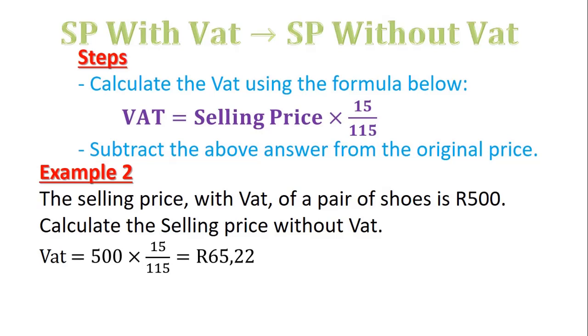Then our second part of it, or second step, is to subtract that from our selling price with VAT. So 500, which is the selling price, minus 65 Rand and 22 cents, and that equals 434 Rand and 78 cents.